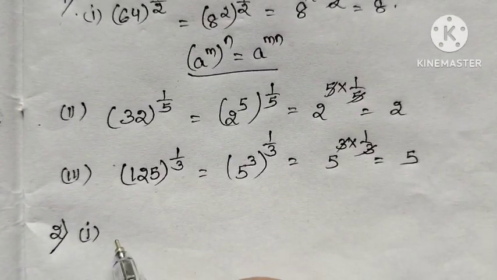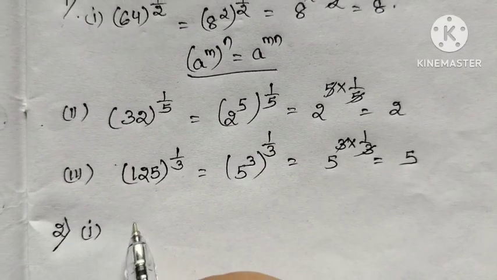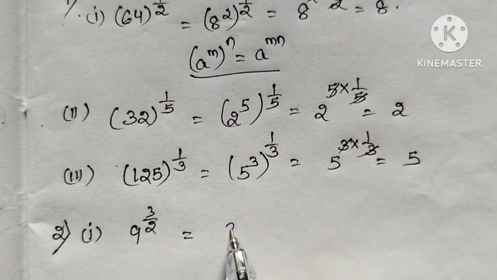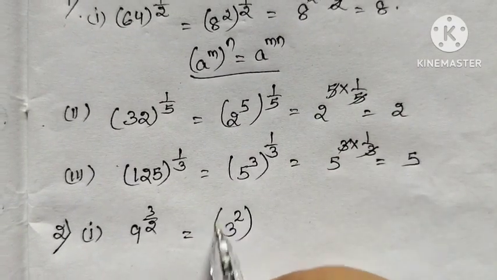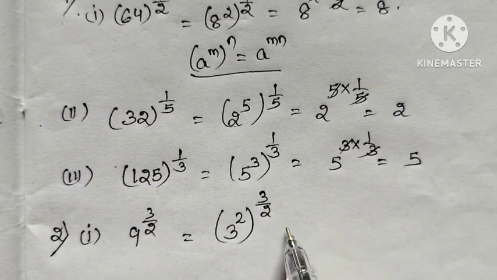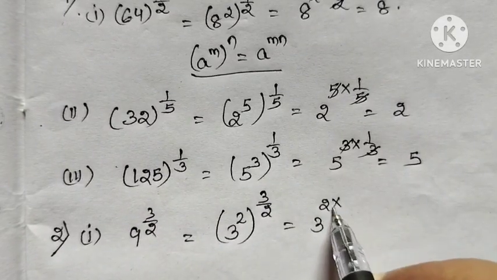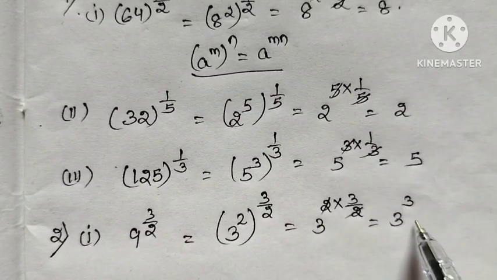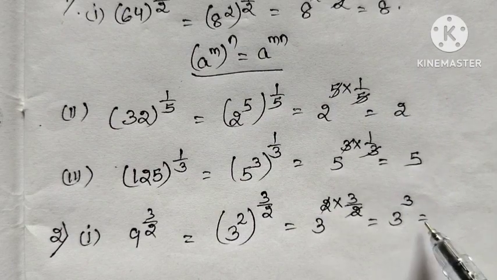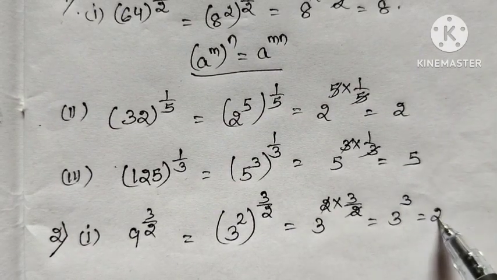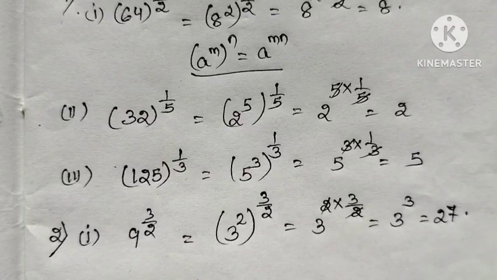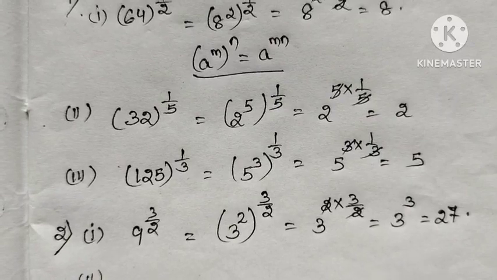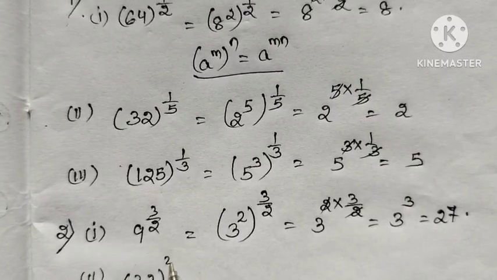The second question is given: 9 to the power 3 by 2. Same thing: 3 to the power 2 whole to the power 3 by 2. This is 3 to the power 2 into 3 by 2. The 2s cancel. Then 3 to the power 3. 3 3s are 9, 9 3s are 27.